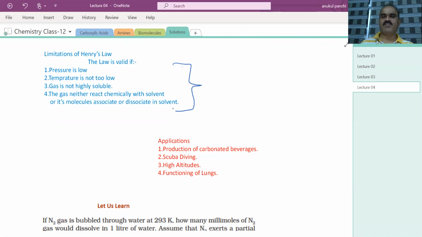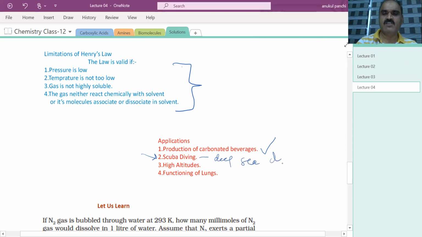First application is production of carbonated beverages. You know, cold drinks are kept under high pressure to maintain their bubbling nature, which gives us taste. Then the second application is scuba diving. What are scuba divers? Deep sea divers are called scuba divers. These divers are given oxygen cylinders. You must have seen in some movies the people who go down the ocean for some technical purposes; they have a kind of cylinder at their back in which we give them oxygen for respiration.